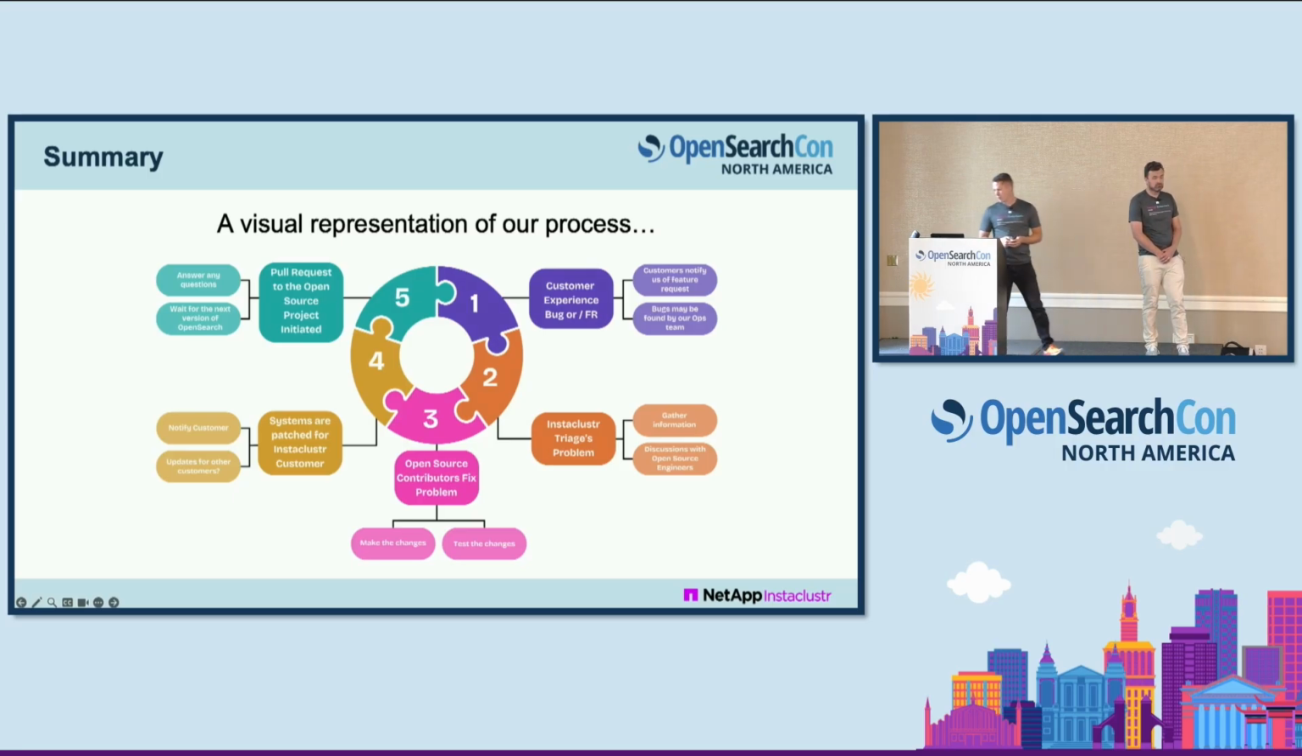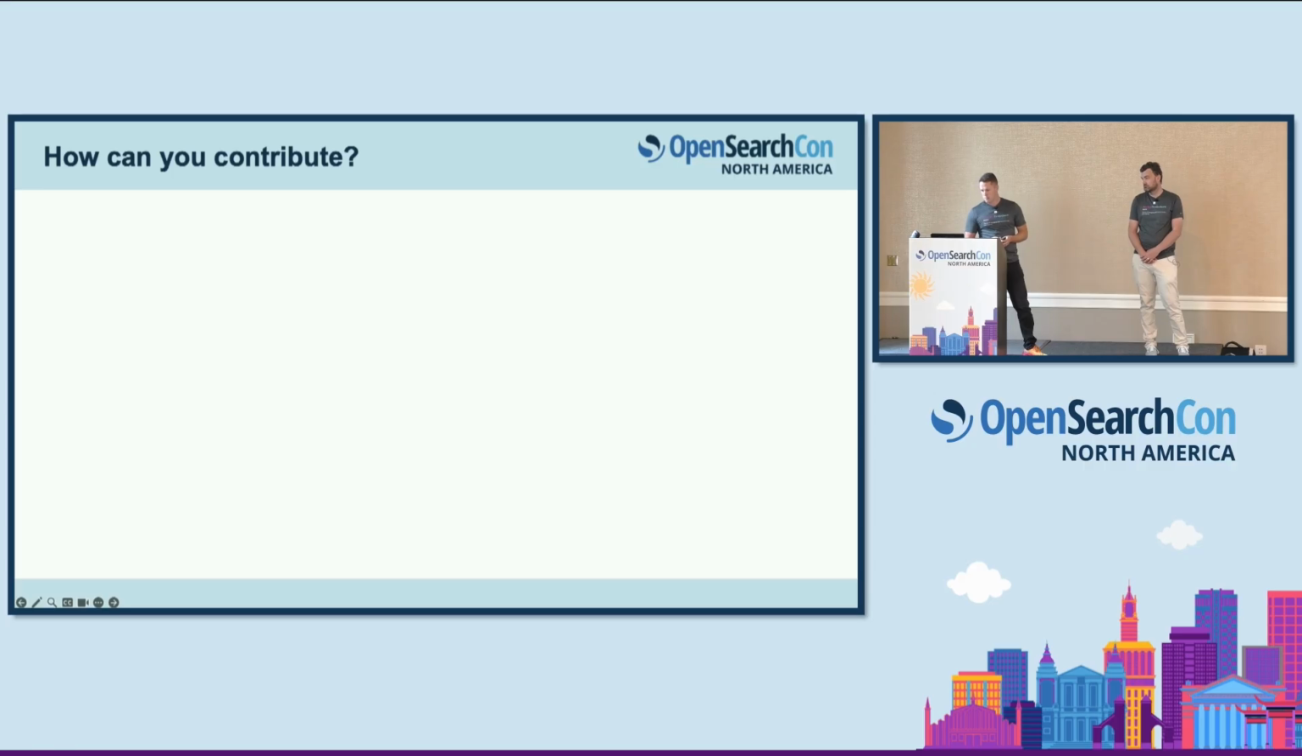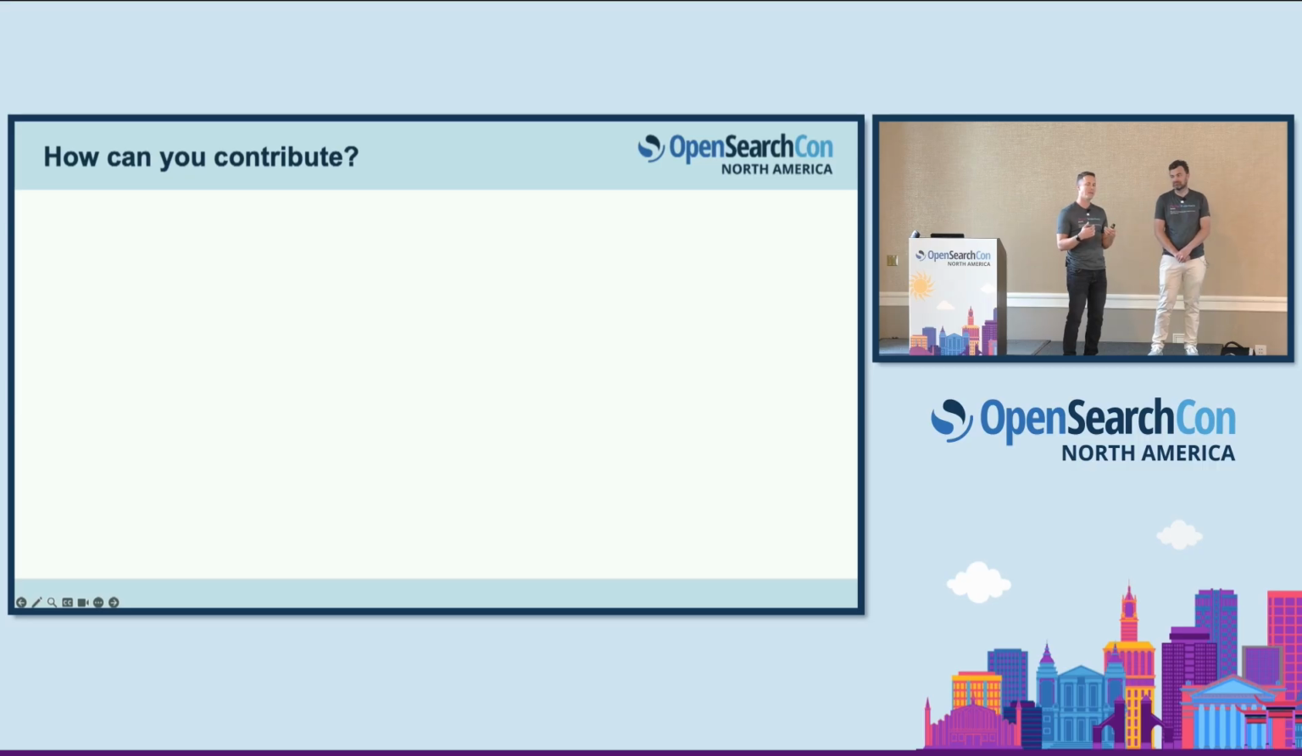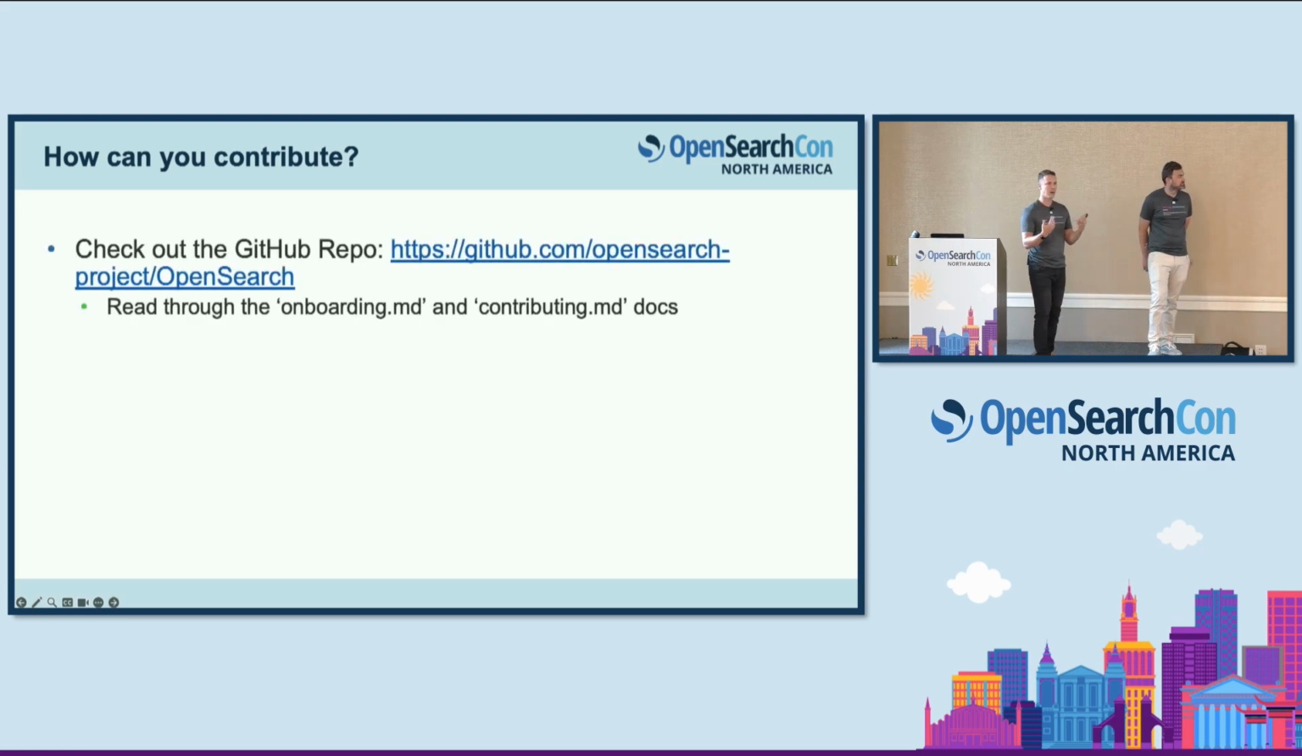So, with that being said, how can you contribute? You're all here because you're interested in hearing how we did it, but I'm guessing that part of it is because maybe you're interested in contributing in some way. And if that's you, how do you get started contributing to OpenSearch? The first thing is to go to the OpenSearch GitHub repo.